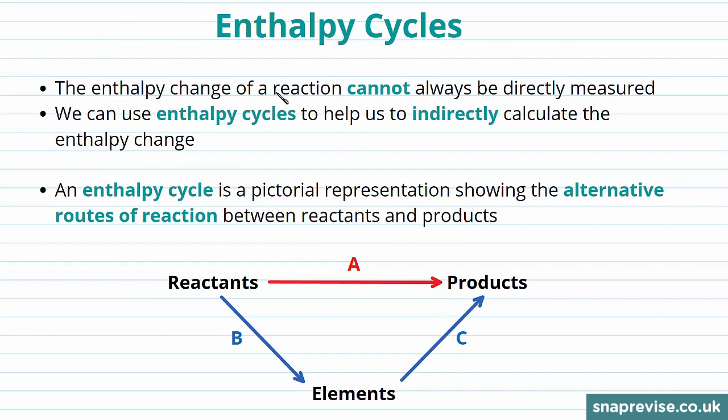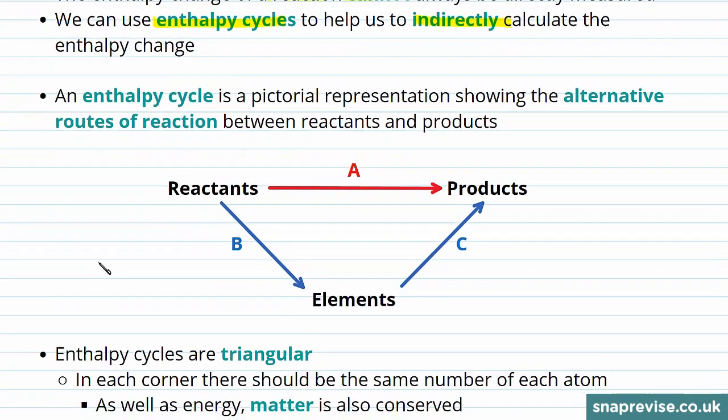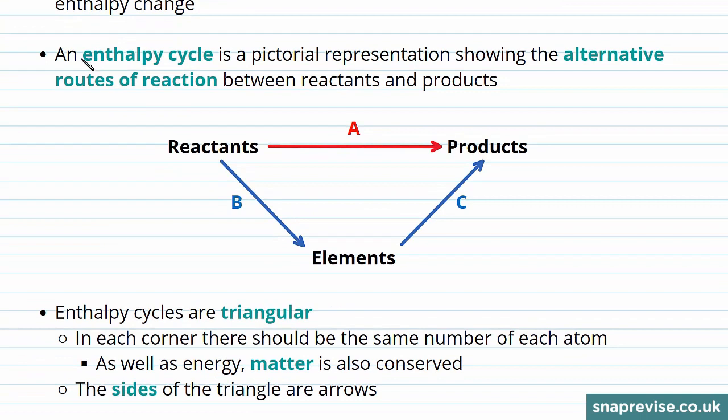The enthalpy change of a reaction cannot always be directly measured. So we can use these enthalpy cycles to help us indirectly calculate the enthalpy change. So let's take a closer look at an enthalpy cycle. Well, an enthalpy cycle is a pictorial representation showing the alternative routes of reaction between our reactants and our products. So here you can see we have our reactants and our products. Down here we have certain elements. So let's take a closer look.